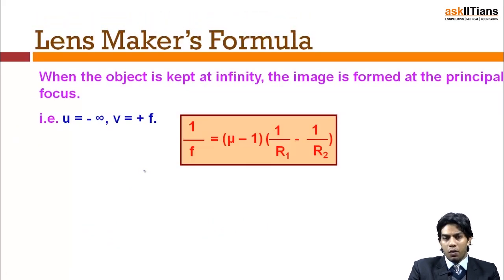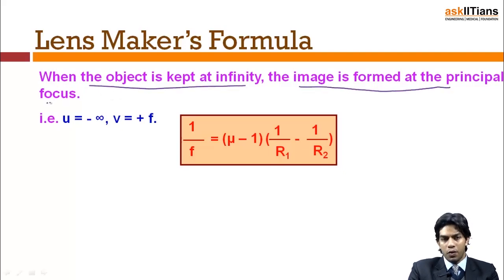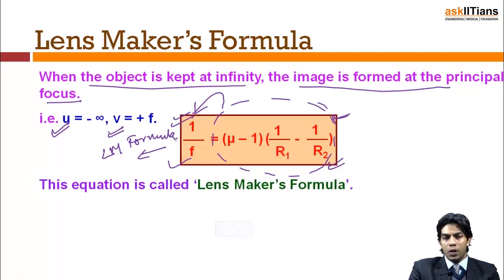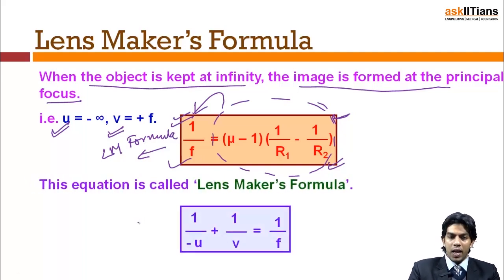Now, further down the lens maker formula, when the object is kept at infinity, the image is formed at the principal focus. So U is equal to minus infinity, V is equal to plus F. So effectively, irrespective of how complex the setup looks, I am right now able to find out, using the parameters of the setup, its effective focal length. And this, my friend, is the lens maker formula. Right, as written over here, it's a lens maker formula, and this is how we have used it. That is 1 by V minus 1 by U equals 1 by F.